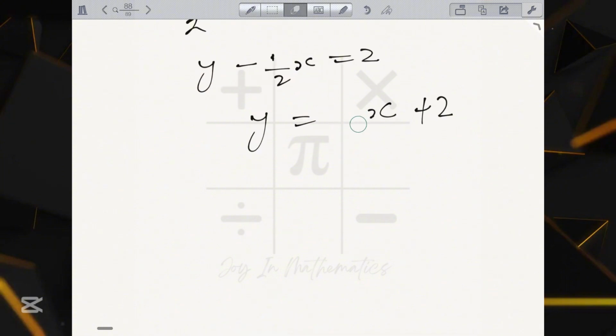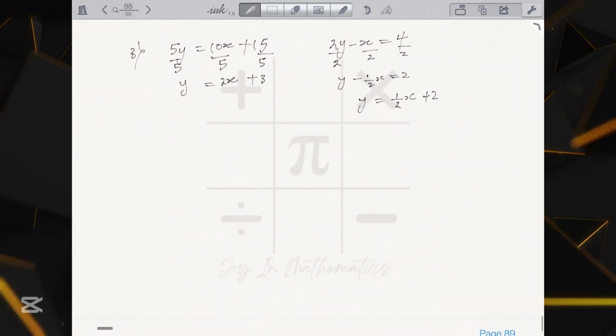This is 1 over 2x. Let's compare the two equations together. First, we'll compare it to y is equals to m1x plus c1. And second, we'll compare it to m2x plus c2. So with this, we can see that m1 is equals to 2. And here we have that m2 is equals to 1 over 2.